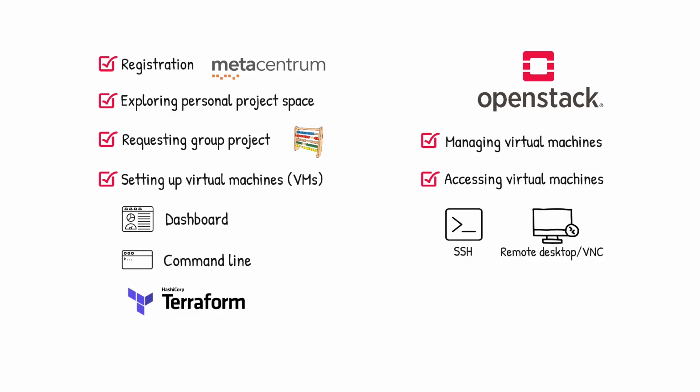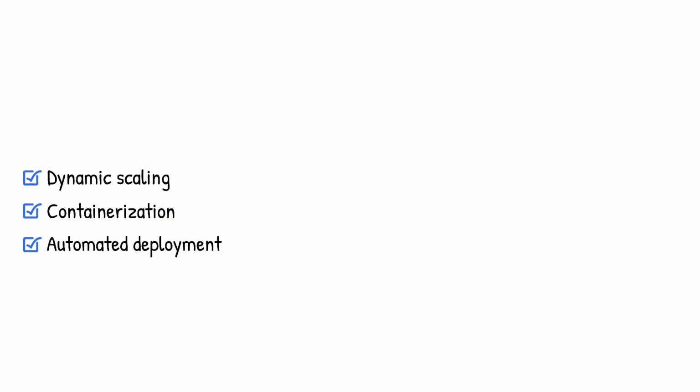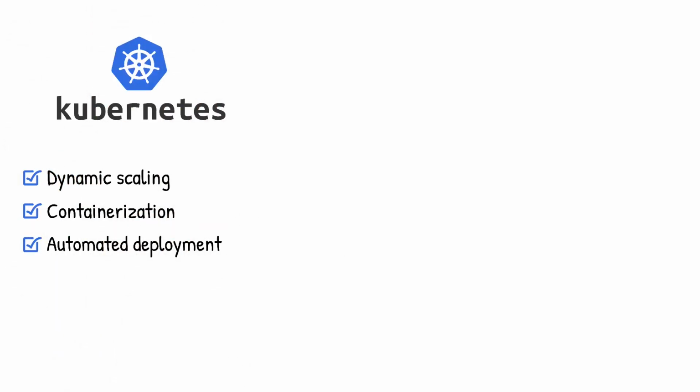If you want to deploy an application without the need for built-in scaling or container orchestration, OpenStack is a good choice. But if your application needs to scale dynamically or requires automated deployment management, Kubernetes is better suited.